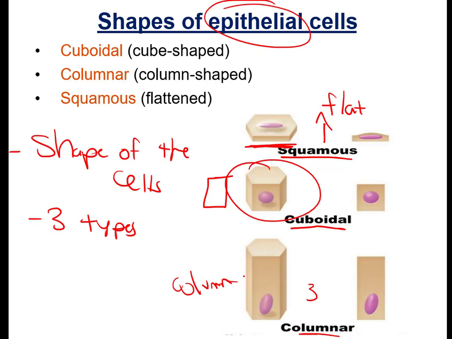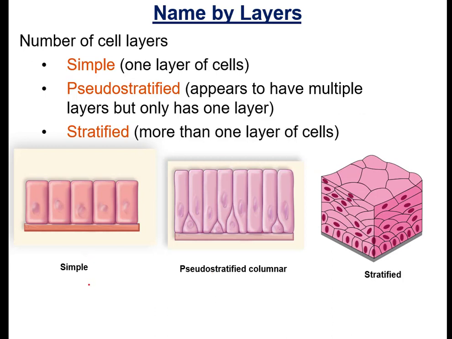Now, when you have epithelial cells, they may also layer. So you might have one of these 3 cell shapes that layer together. And there's 3 types of layers you could have. The first type is simple. Simple means there's one single layer. One layer of cells. So the cells all touch together. Remember, there's contact inhibition here. But there's just one single layer of these cells.